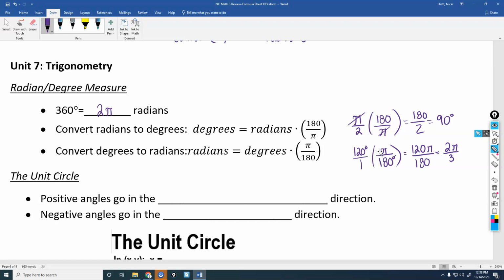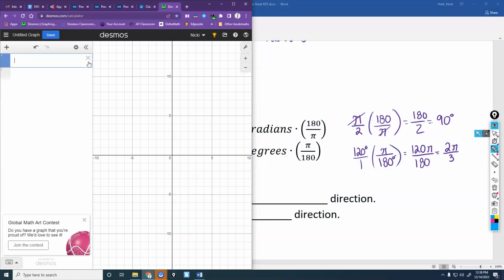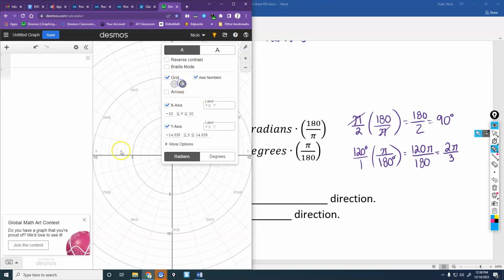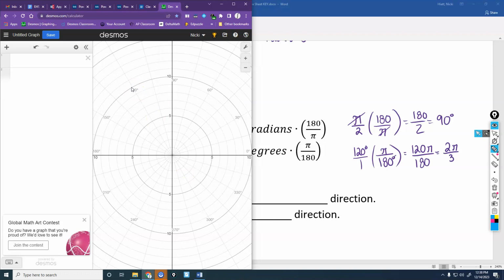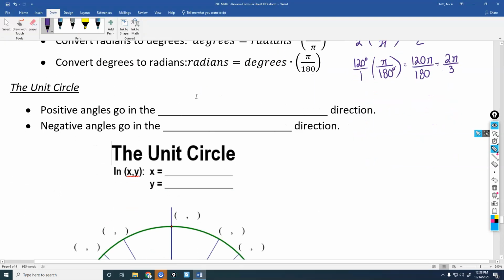Let me show you one more thing that I just thought of that I probably should have shown second period. Let's say that you got a problem that says convert 120 degrees to radians. If it is 120 degrees, you can go to Desmos. You can get rid of this stuff that's already there, and you can change it here. And if I go to degrees, there's 120 degrees, right? If I'm trying to change that to radians, if I go over here and change it to radians, 2 pi over 3 is in the same spot. So that can maybe help you if you get one that easy. I don't know if they'll put one that easy on there or not.